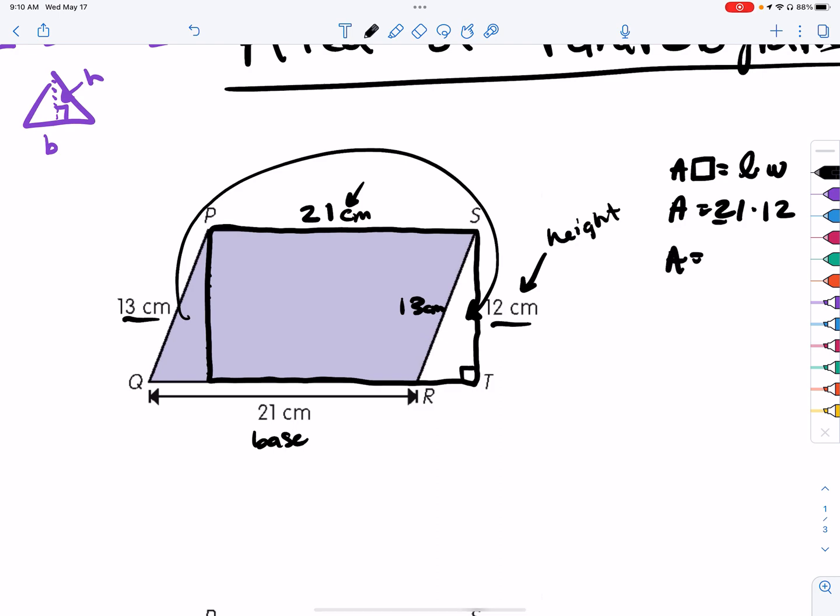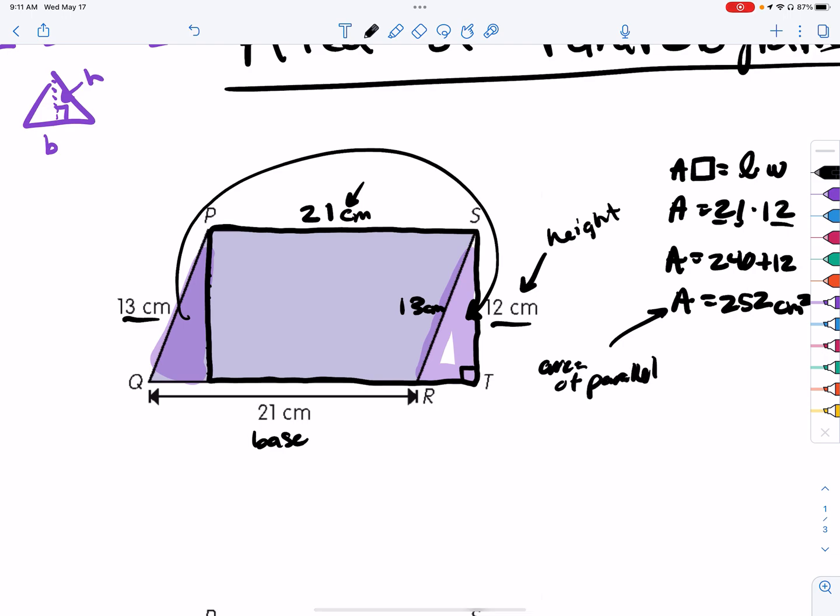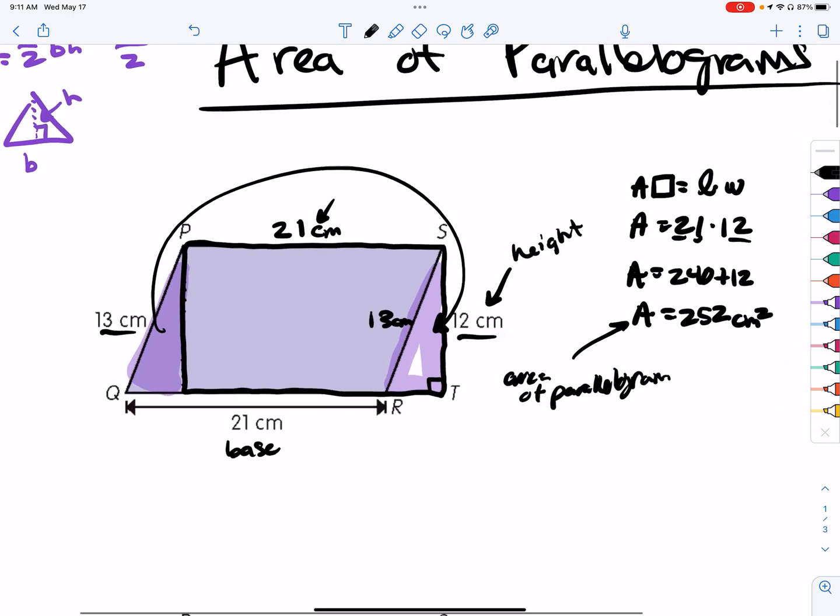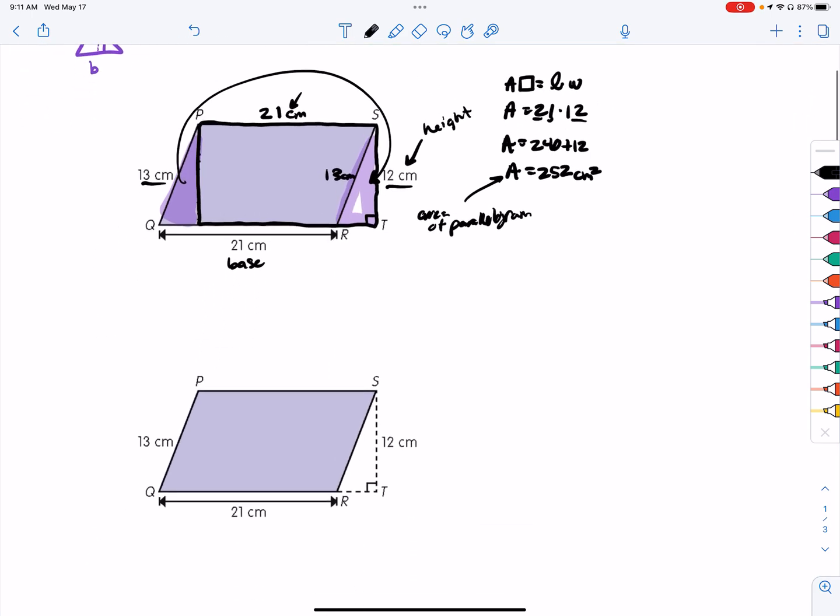So 20 times 12 is 240, plus 1 times 12 is 12. So the area is 252 square centimeters, according to this. So because we took that chunk here and we added it in right there, we just kind of rotated it over, it looks to me like the area of this parallelogram is also going to be 252. Which is interesting. I'm feeling less than certain about this, but let's see if there's a way that we can use our knowledge of triangles to help us out.